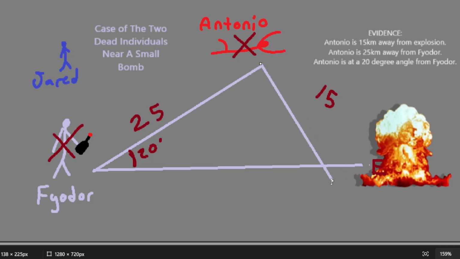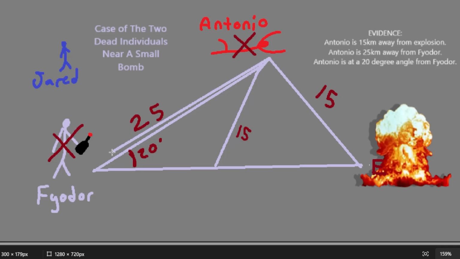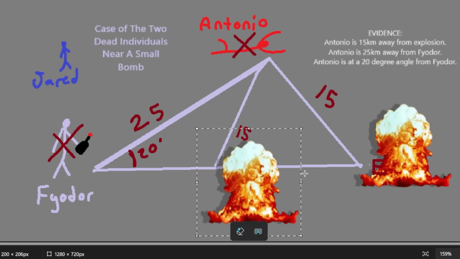If we move this arm this way, notice this is also 15 kilometers. And this drawing is horrible. But what this does is it creates an isosceles triangle. So this is the actual range. This is where Antonio was, 15 kilometers away from the bomb. And where the explosion actually was, the explosion was actually here. Interesting.